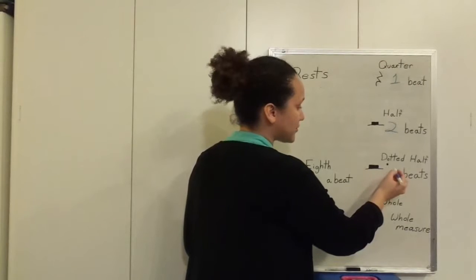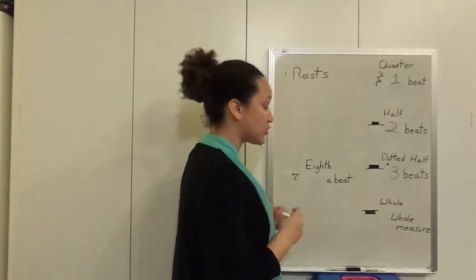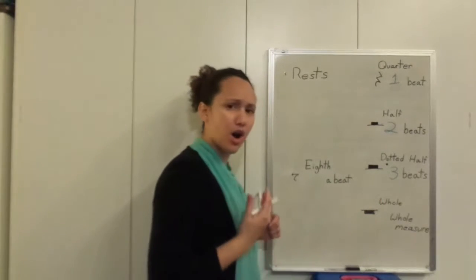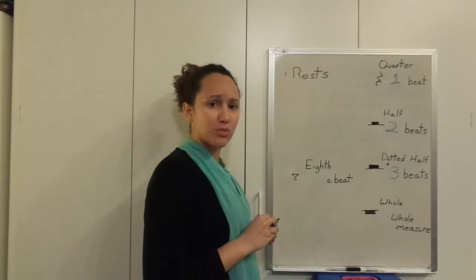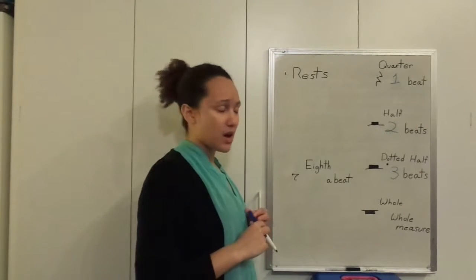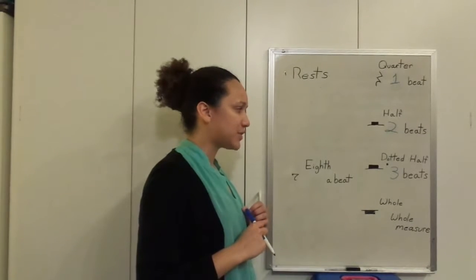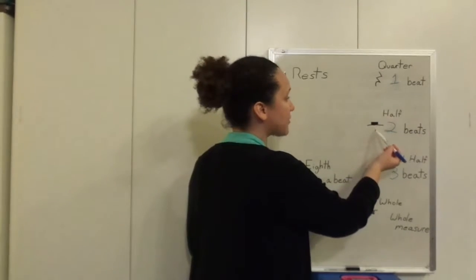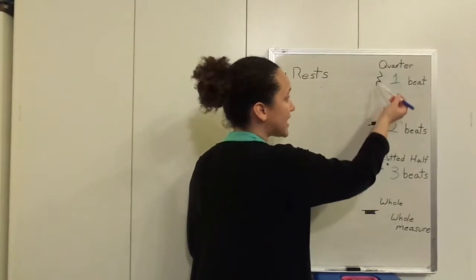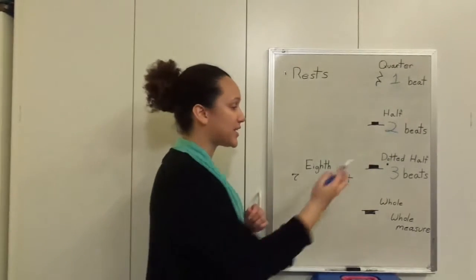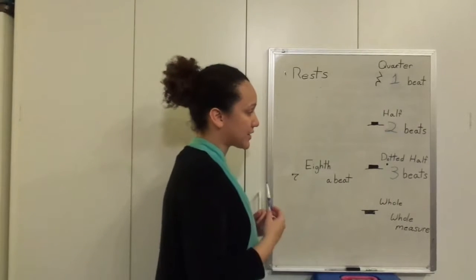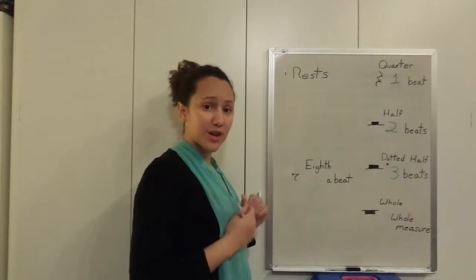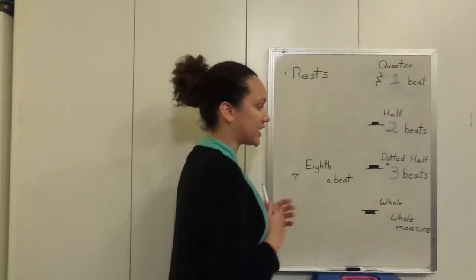The dotted half gets 3 beats, so the dotted half rest gets 3 beats. Now the dotted half rest isn't very common. We'll see it much more later on in higher levels, but at this point, you probably won't see it very much. Usually when we need 3 beats, we'll just have a half rest and a quarter rest instead of an actual dotted half rest. So this is only used for certain other circumstances.